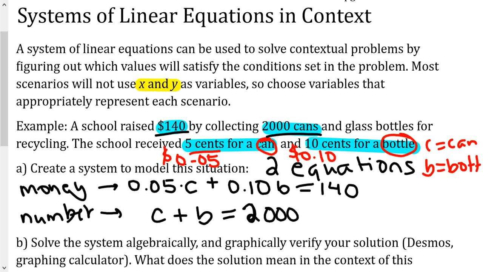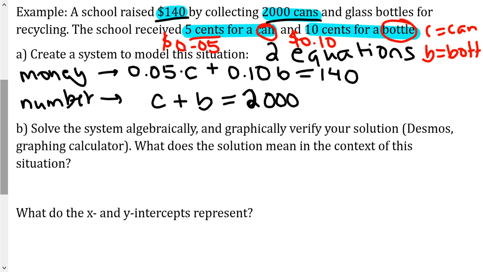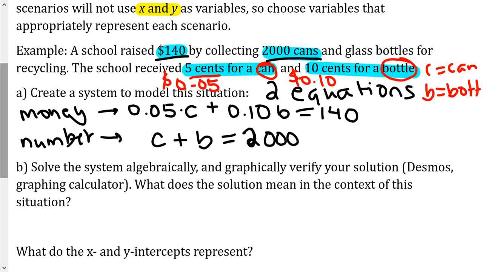So solve the system algebraically and graphically verify your solution, right? Using one of a couple of means, a graphing calculator, Desmos. What does the solution mean in context? So let's solve it algebraically first. And I have my two equations.